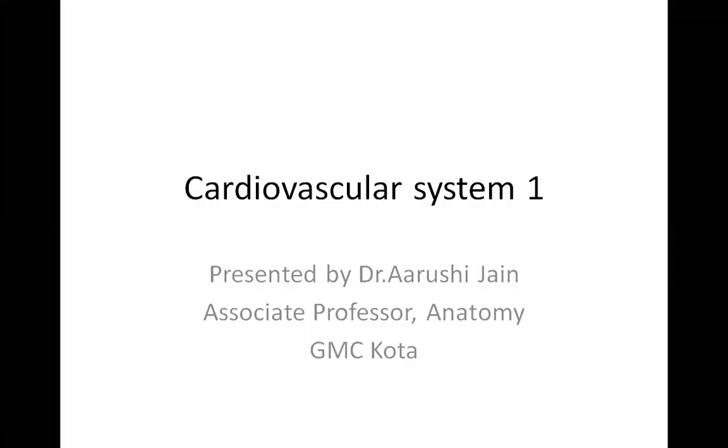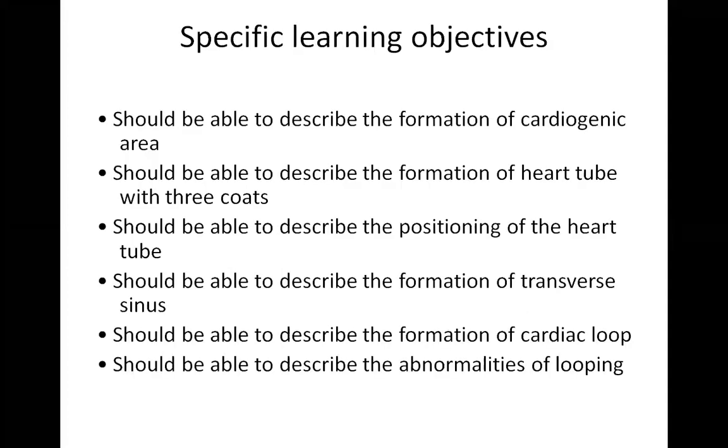Students, today we'll study the introduction part of the development of the cardiovascular system. So in this, our specific learning objectives are that you should be able to describe the formation of the cardiogenic area or the cardiogenic field, and you should be able to describe the formation of the heart tube with its three coats, that is endocardium, myocardium and epicardium.